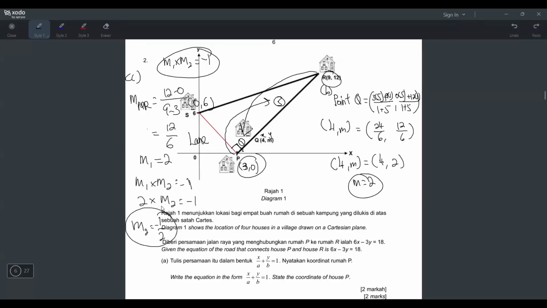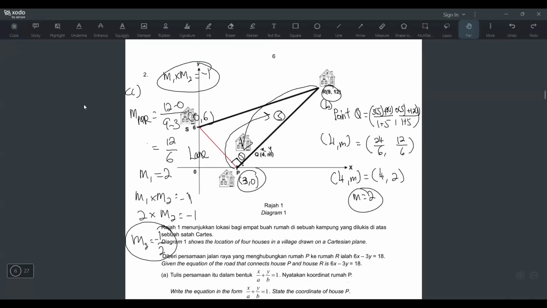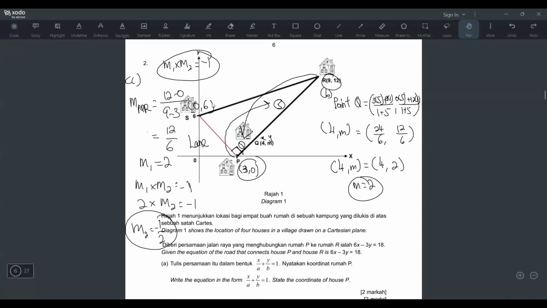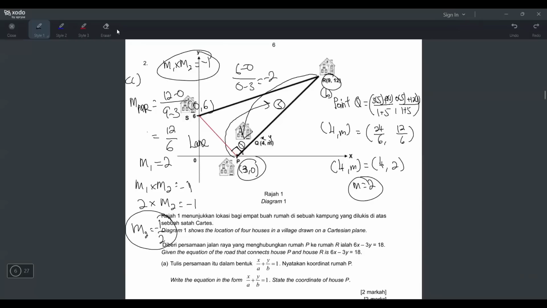If you look at the scheme answer, the answer is -1/2. But the weird thing is if you find it directly, you don't get this answer. You find it directly, you get 6 minus 0, you get -2. So I think there's something wrong with this question.